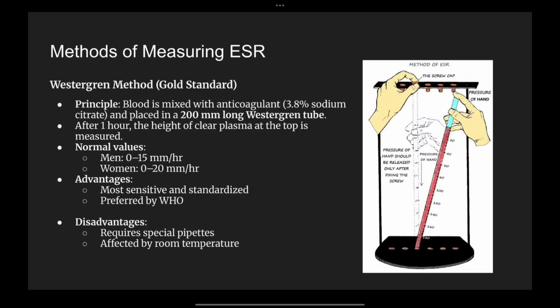Now, how do you measure the ESR? So there are various methods. One such method is the Westergren method, a gold standard method which is used in all hospitals to determine the ESR.